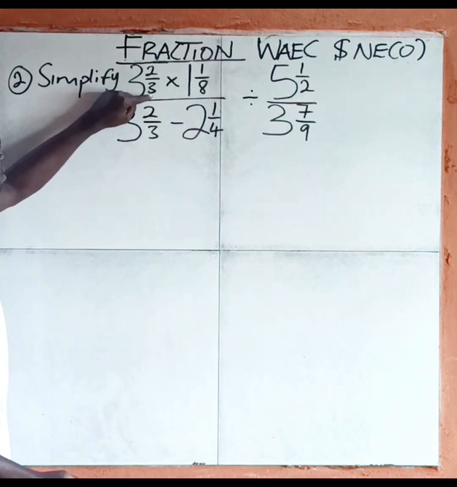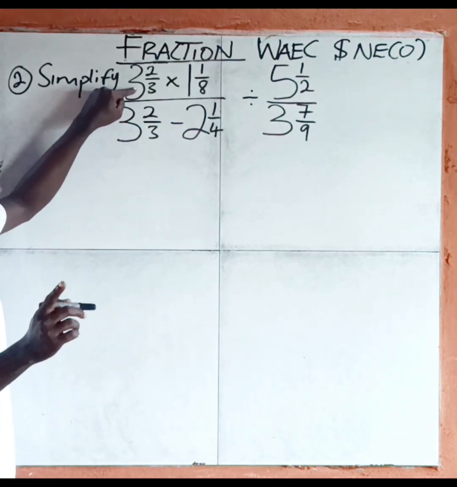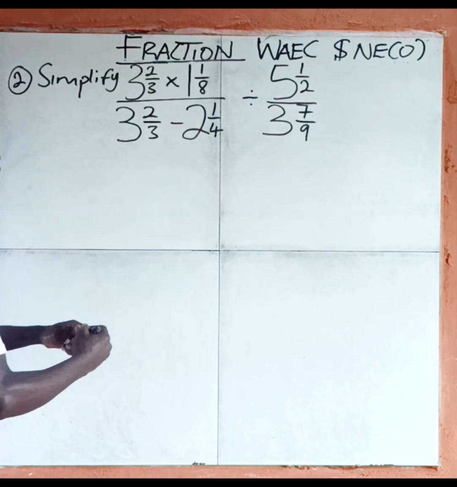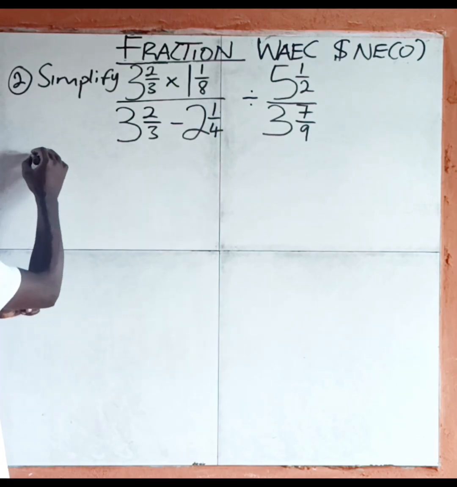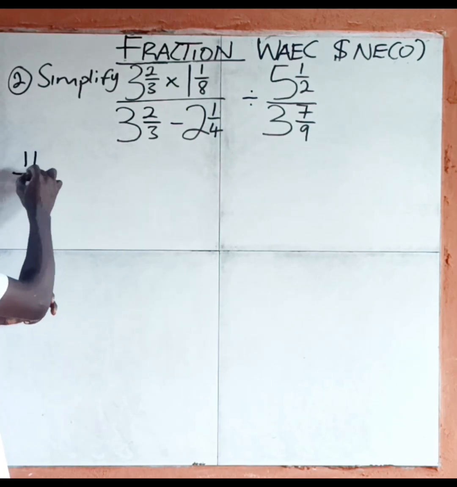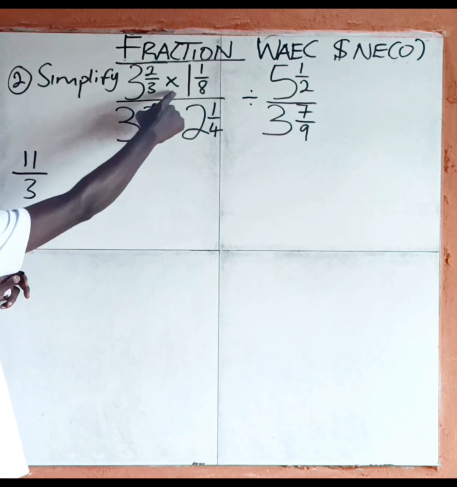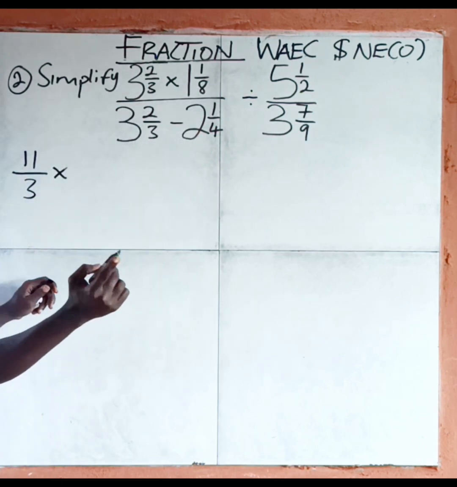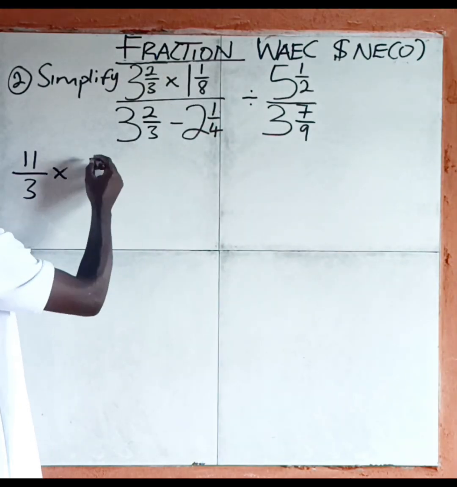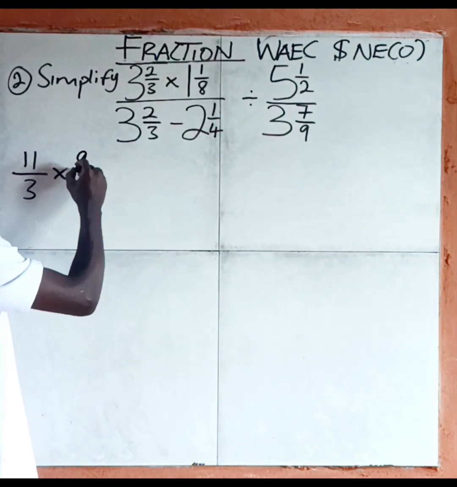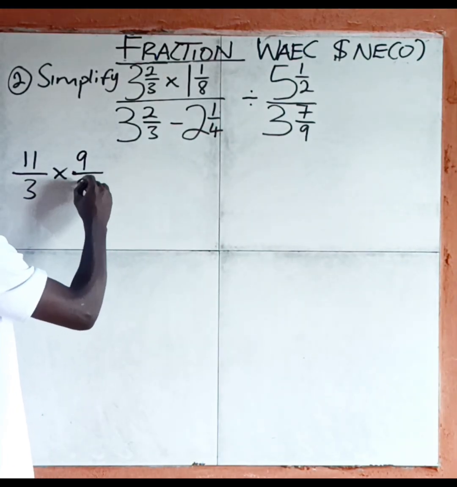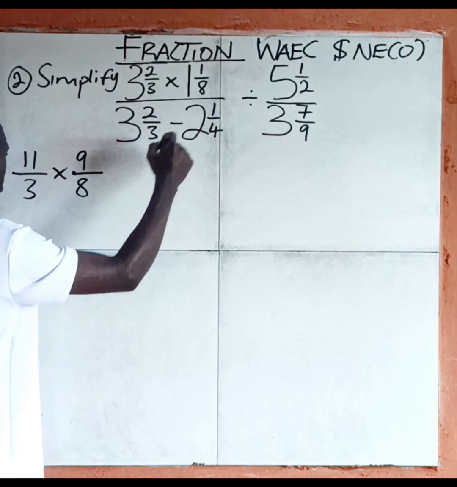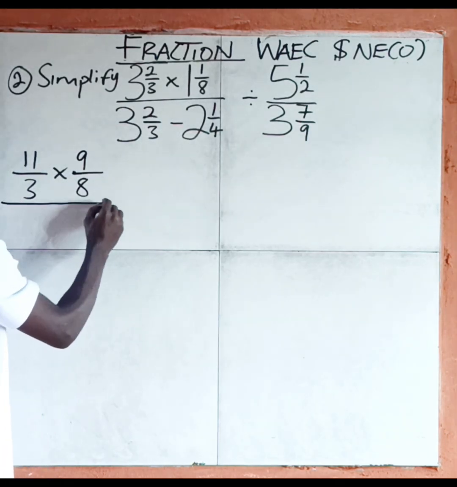The first thing I have here is 3 times 3, which will give us 9, and 9 plus 2 will give us 11. So up here, I'm having 11 over 3. The next thing we're having again is multiplied by 8 times 1 is 8, and 8 plus this 1 will give us 9. So here becomes 9 over 8. Then look at this division sign here. I'm still going to introduce it again.